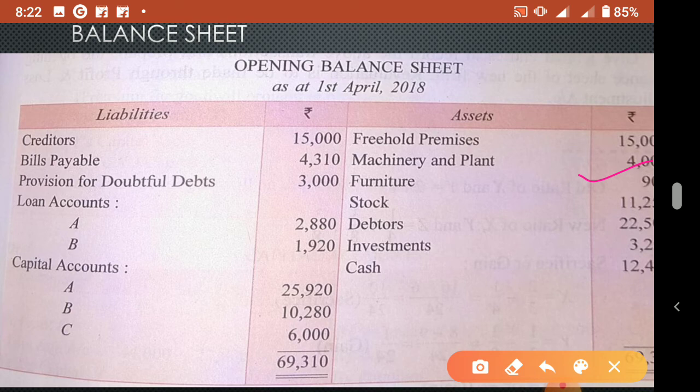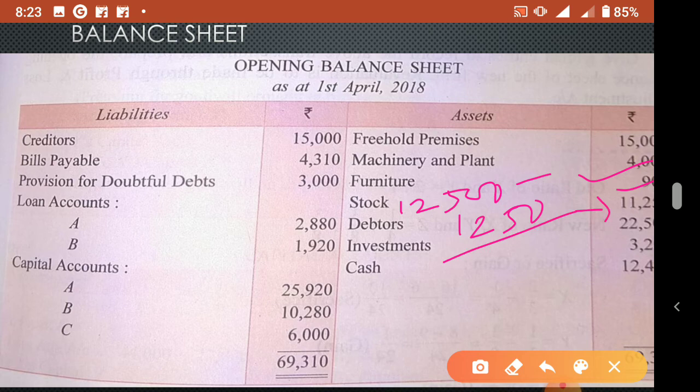Other items. Suppose, for example, furniture 900 was there. No adjustment for furniture, so the same 900 you have to write. Then stock also, 10% discount. So 12,500 is the normal, the original amount. Now we have to reduce it, stock is reduced by 10%. So stock original value is 12,500 minus 1,250, so 11,250 will come.